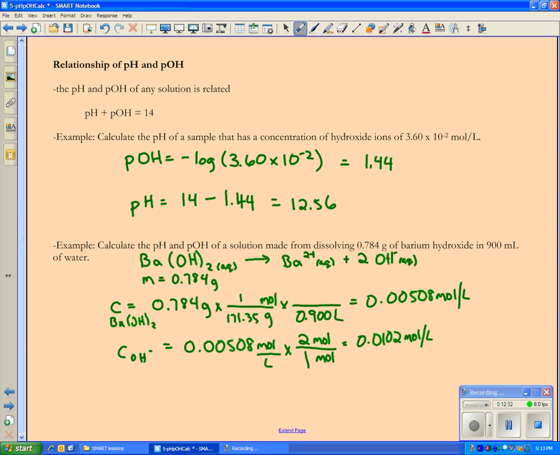From that concentration of hydroxide, we can calculate the pOH. So pOH is negative log of the concentration. So that's 0.0102, and the negative log of that number gives a pOH of 1.993. And the pH we can find from doing 14 minus the pOH. So we come out with a pH of 12.007.